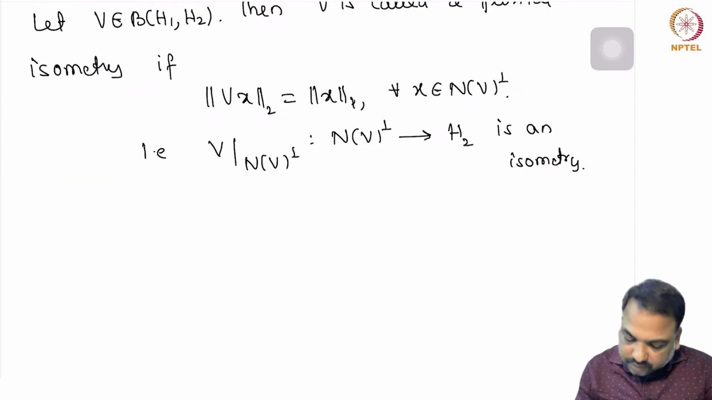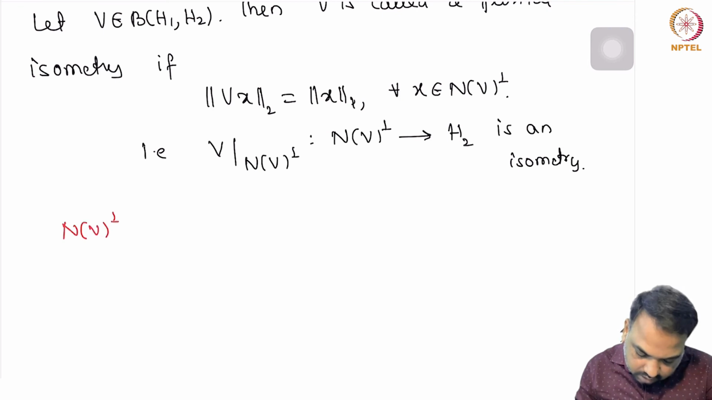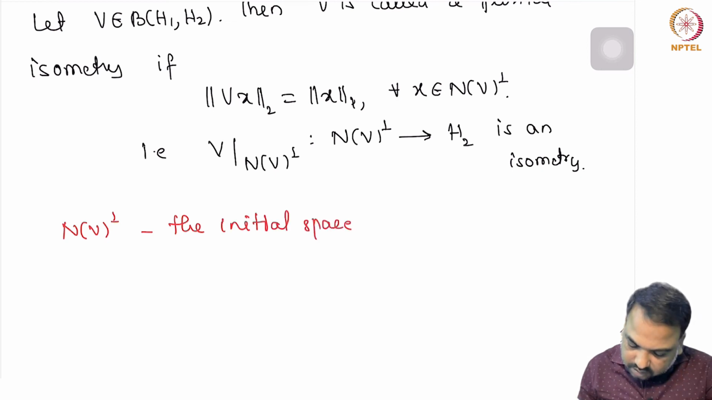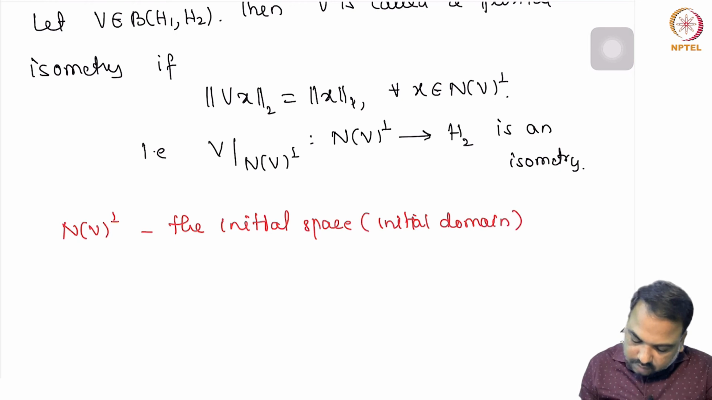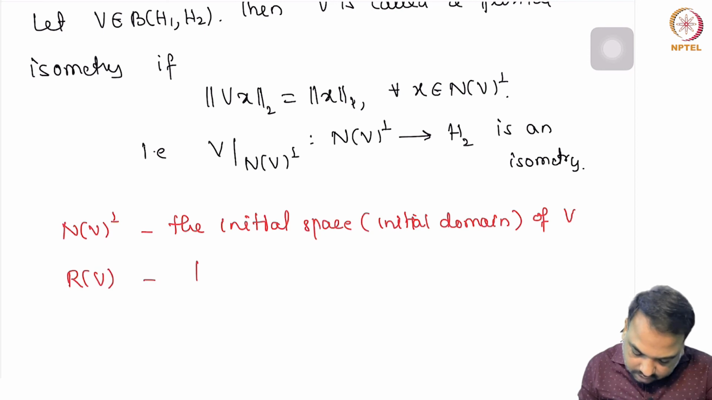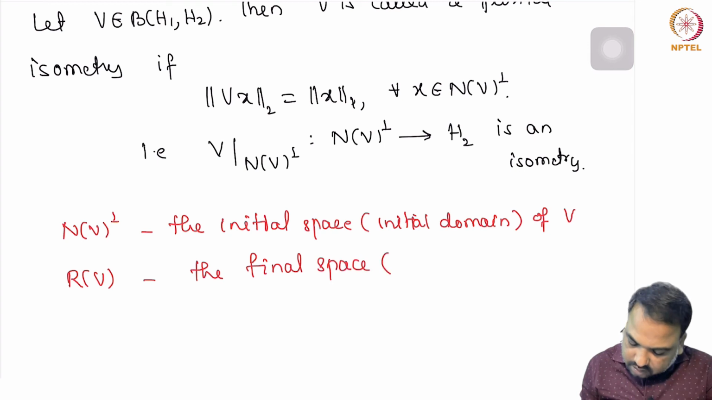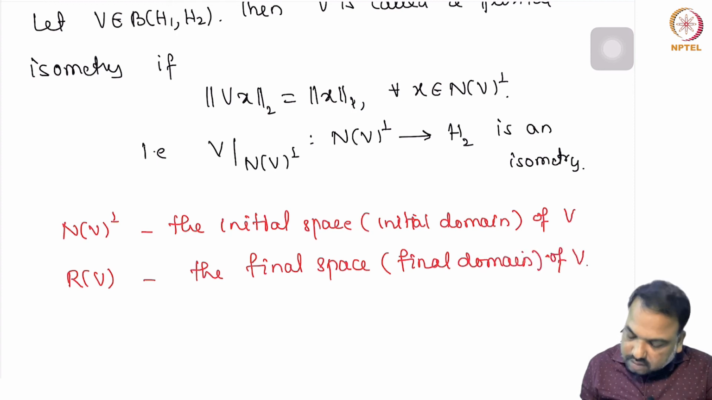So in this case, null space of V perp is called the initial domain or initial space of V, and range of the operator is called the final space or final domain of V.